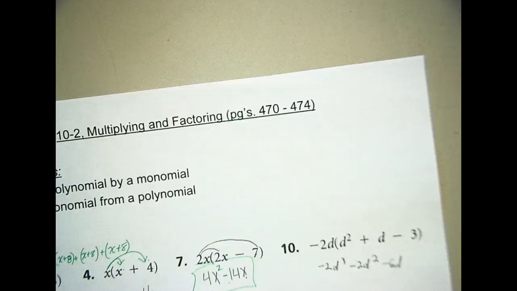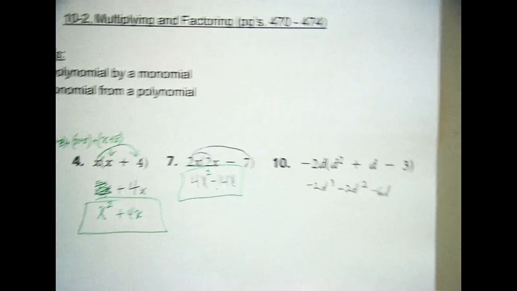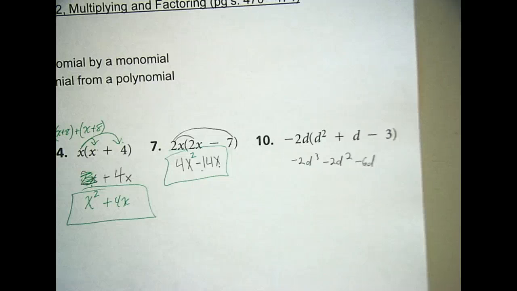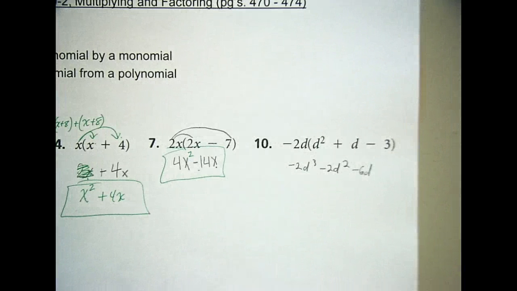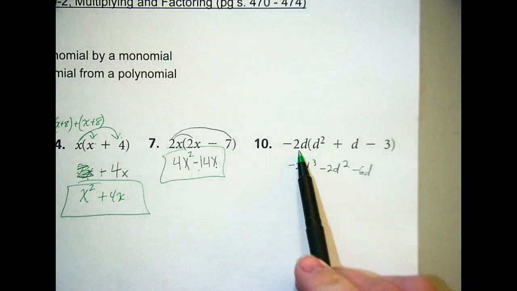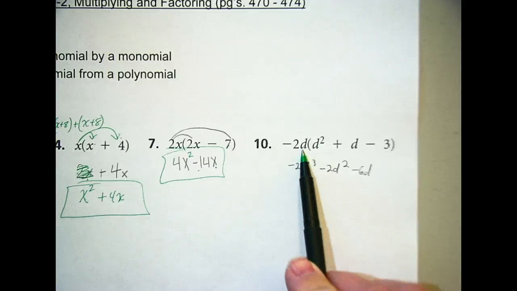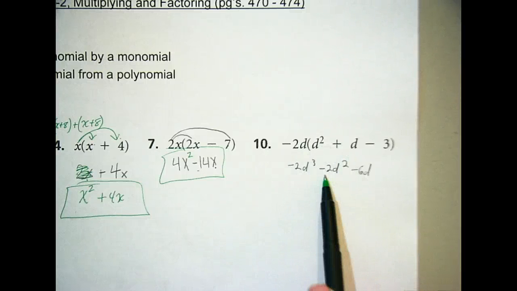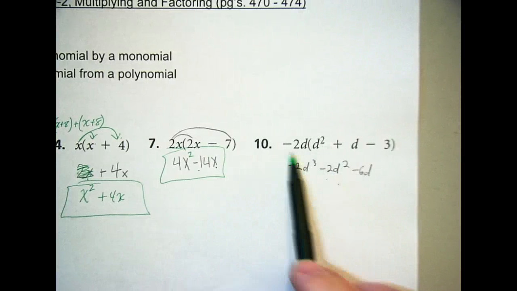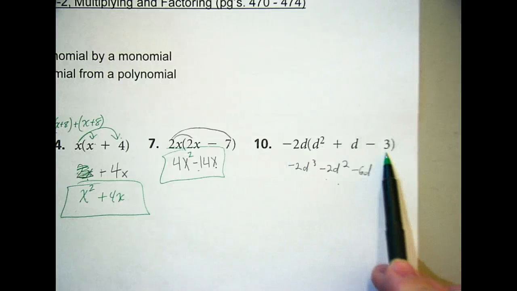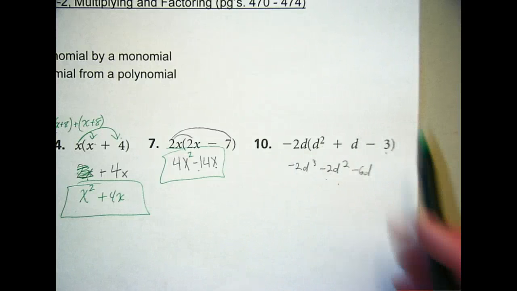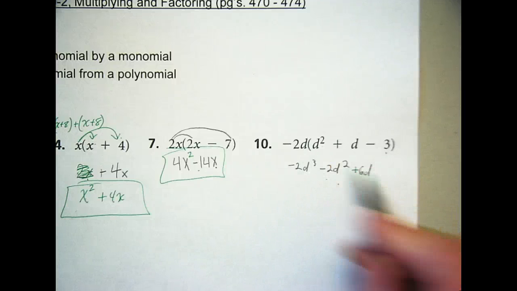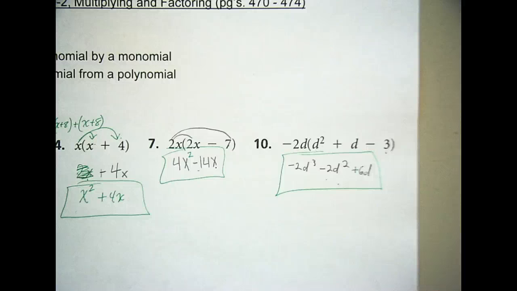Let's check it. All right, tell your neighbor whether you agree or not. I agree, I disagree. Negative 2d times d squared. d times d squared is d cubed. That's negative 2d cubed. Negative times positive is negative. And then d times d is d squared. And then negative 2 times negative 3 is positive 6. Okay, and we've got the d. All right, there we got it. Very good. Any questions?